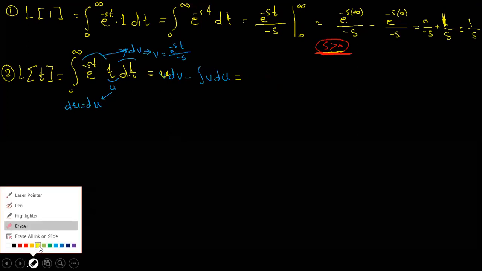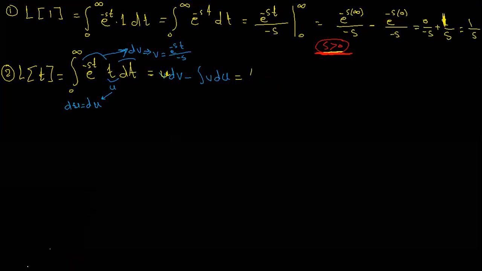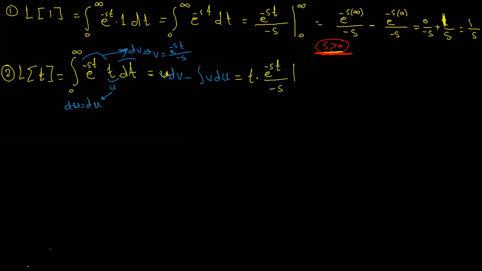Where is my u? My u is t, times dv, which is e to the negative st. So e to the negative st divided by negative s from 0 to infinity, minus the integral of your v, which is e to the negative st divided by negative s, times your du, which is dt. I'm so sorry. Here I have a limit, and don't forget this, from 0 to infinity.